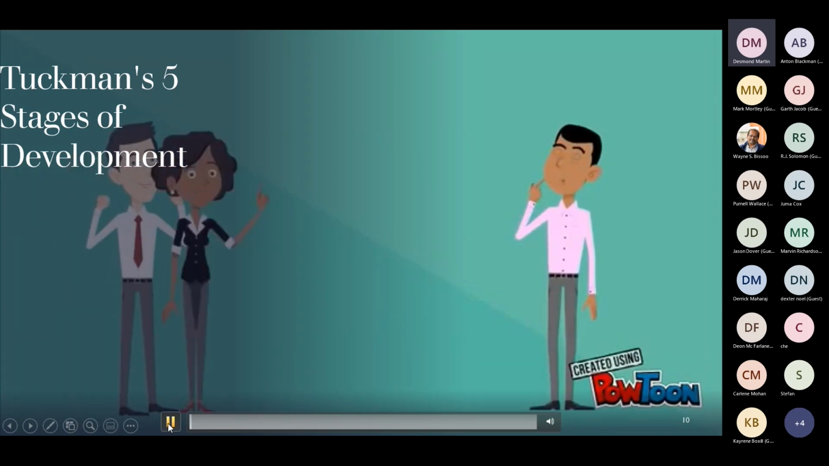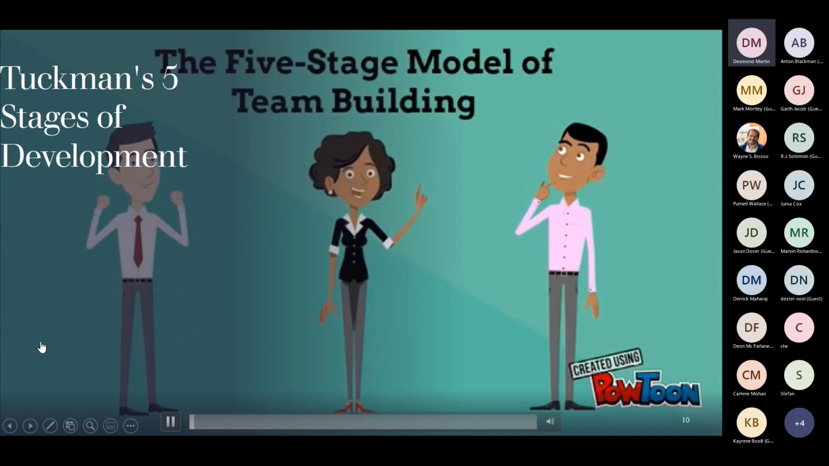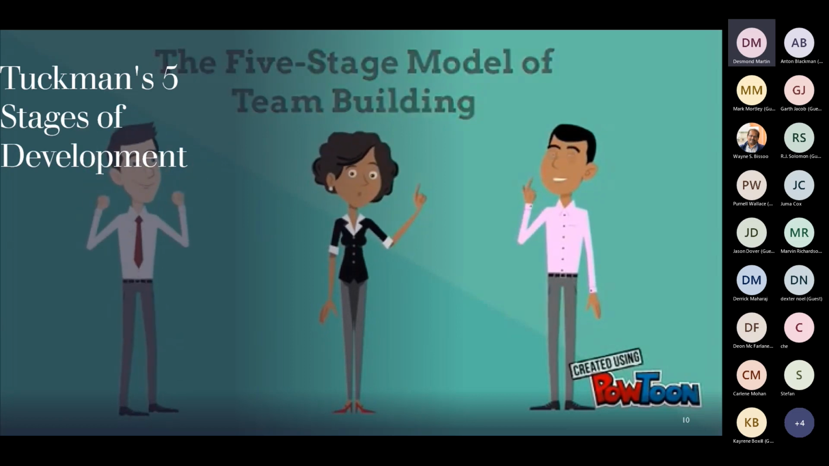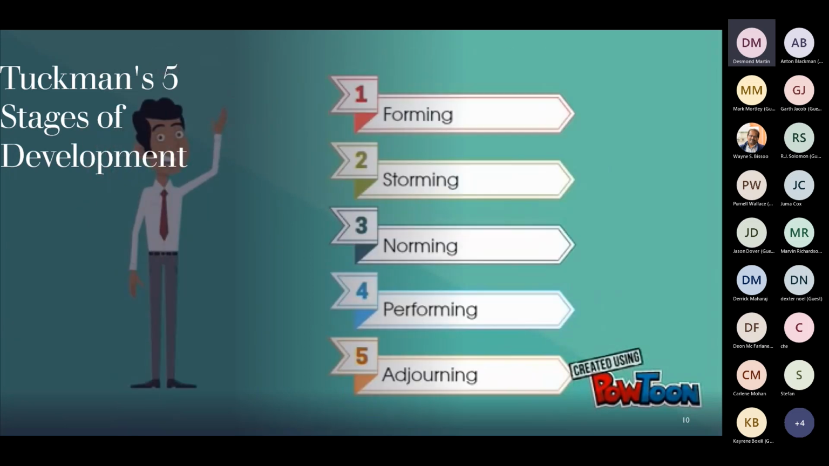Have you ever wondered how a team comes together? For most teams, they don't just happen. Today, we're going to learn about the five-stage model of team building and the role of time in how teams are formed. The five-stage model is the classic model of team building, and as the name suggests, includes five stages: forming, storming, norming, performing, and adjourning.